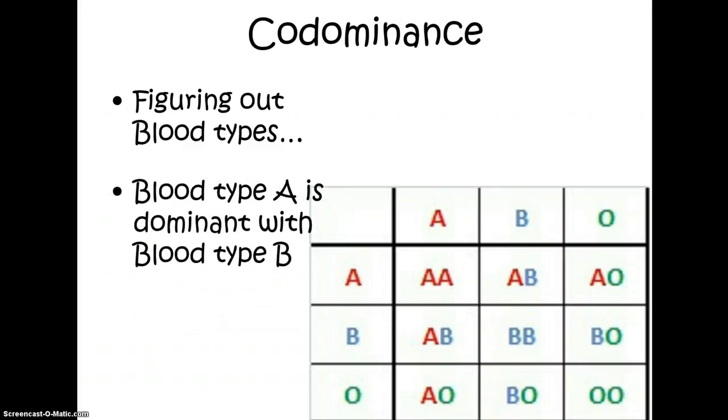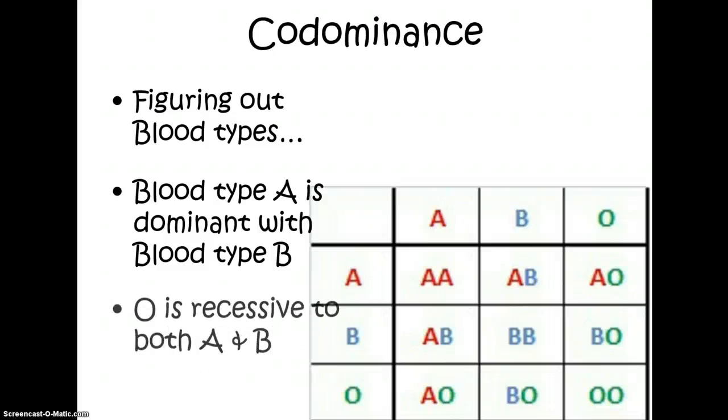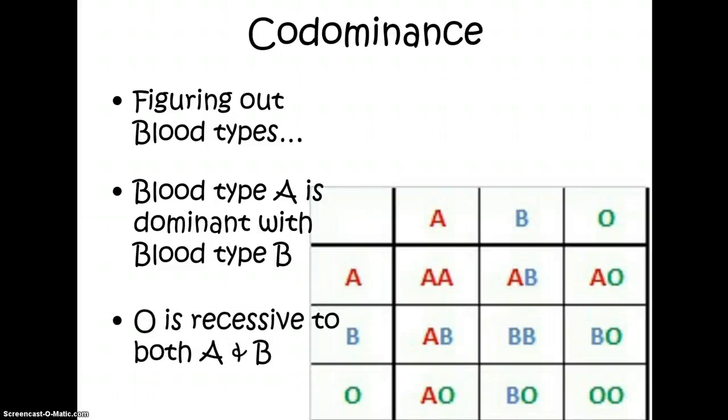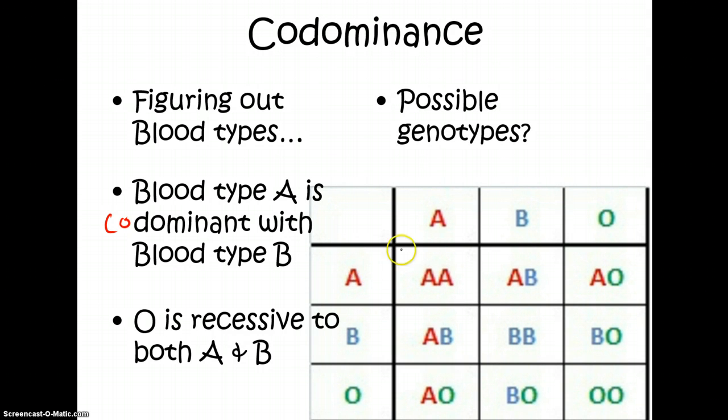How do you figure out blood types? Okay, blood type A is dominant with blood type B, and that should say codominant, sorry. Blood type A is codominant with blood type B, and O is recessive to A and B. So, what are the possible genotypes? Well, if you've got a mom that has A, you can have AA, mom and dad. You're going to have AA. Myself, I am O-type blood. My husband's actually O-type blood. O is recessive, which means all of our children will always be O-type blood.